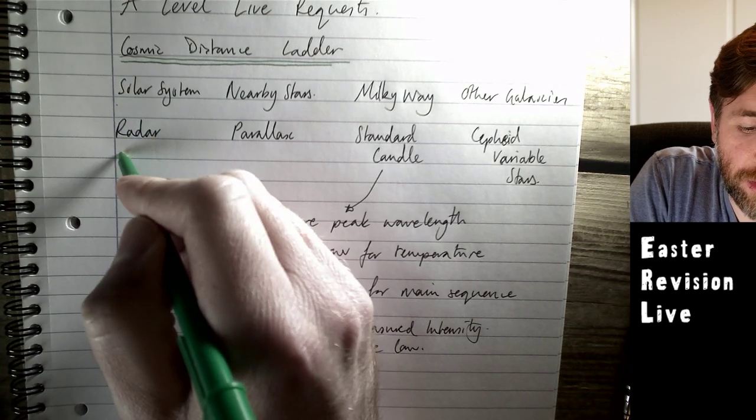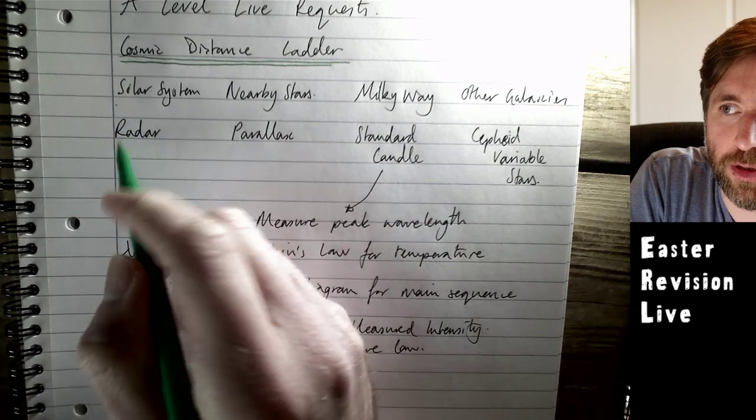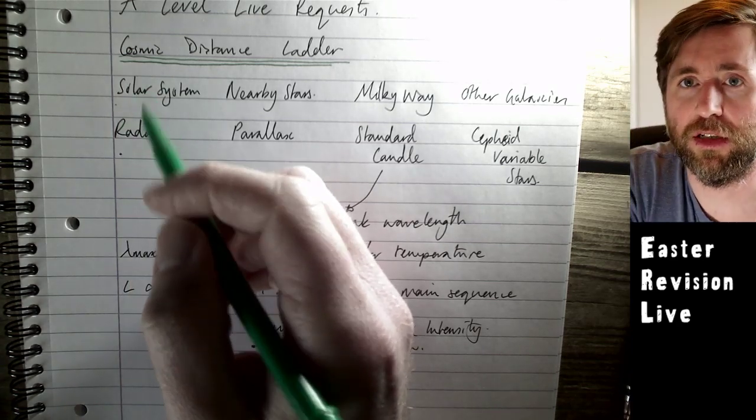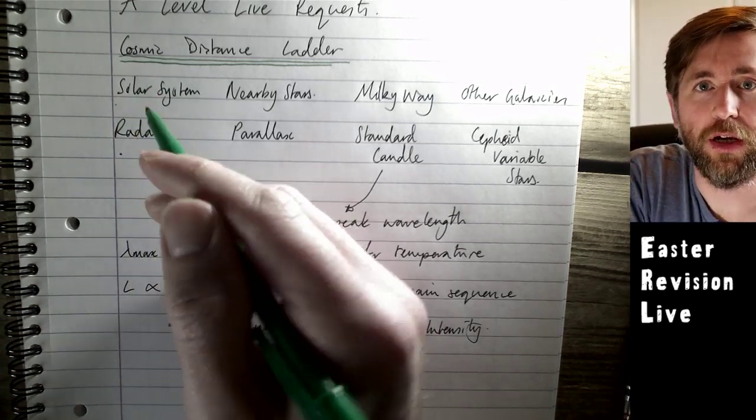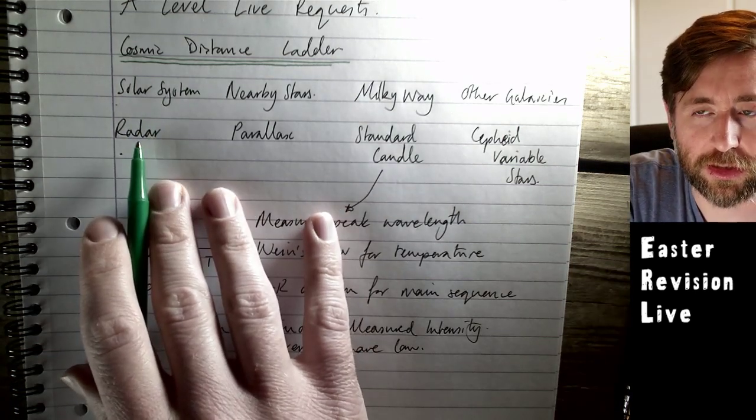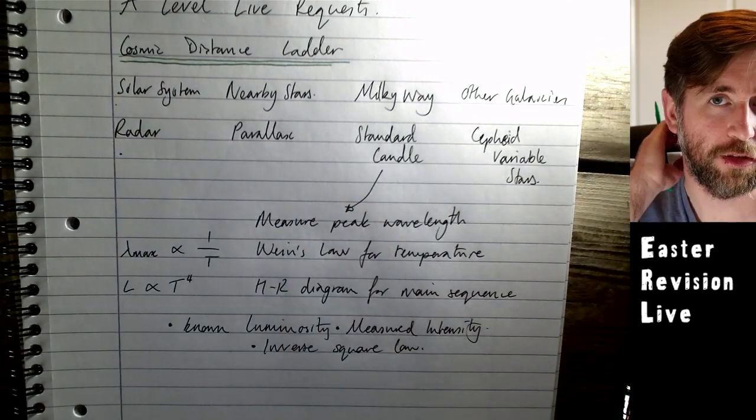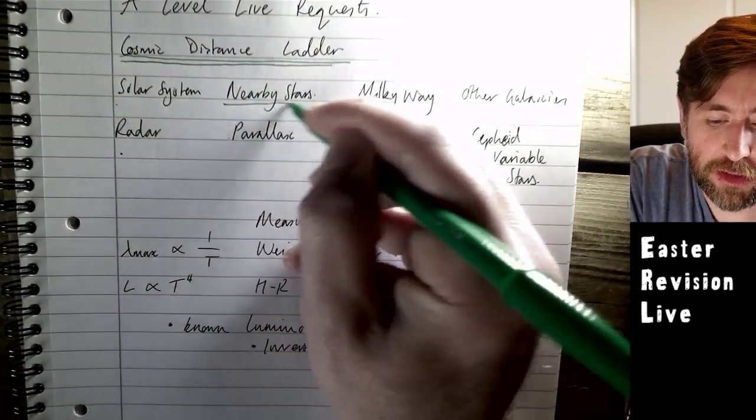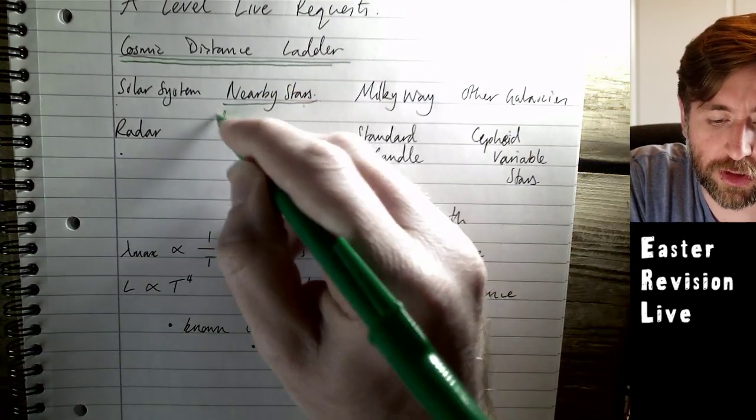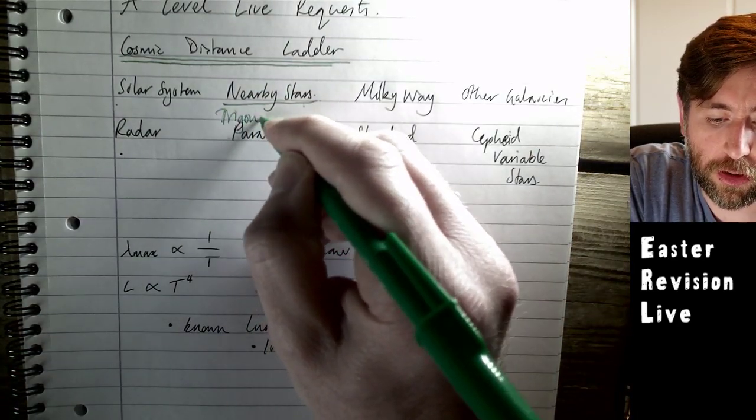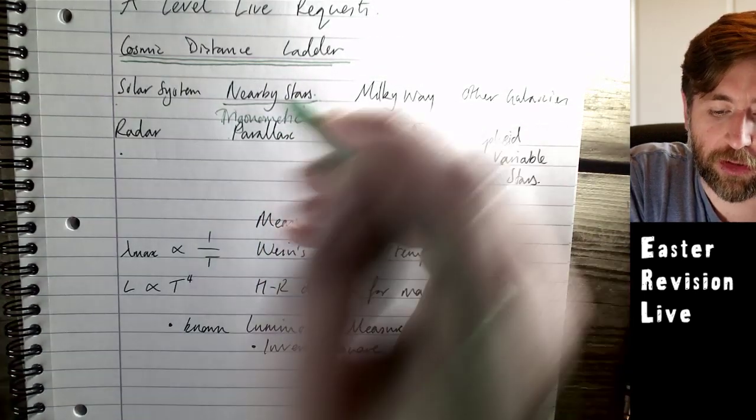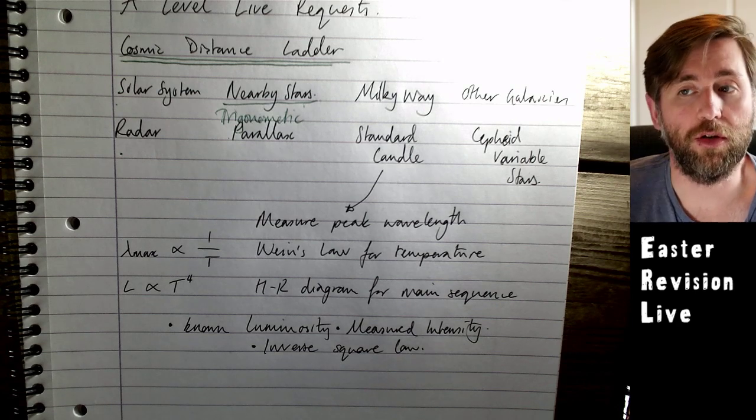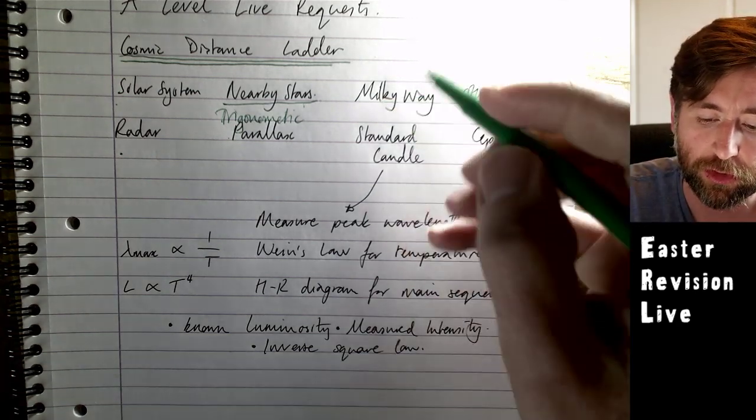In our solar system, which is things very close to us, we can measure those distances just by radar. We can send a signal, reflect it, and receive it back in a certain time, and we know the speed of light, so we can work out the distances to planets and objects in our solar system. For nearby stars, this is the one you need to know, we use trigonometric parallax. You can just say parallax if you like, but trigonometric parallax reminds you that it's an application of trigonometry, so they could ask you to use some trigonometry for it.